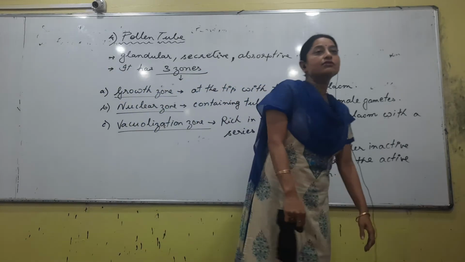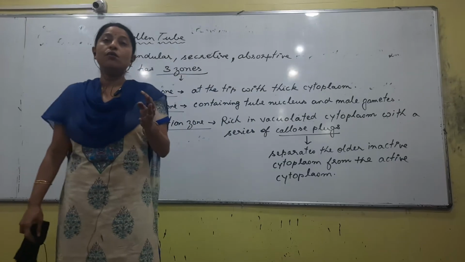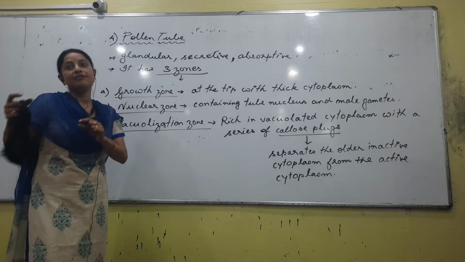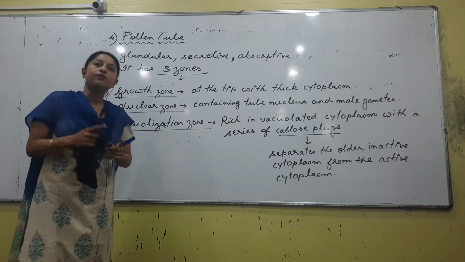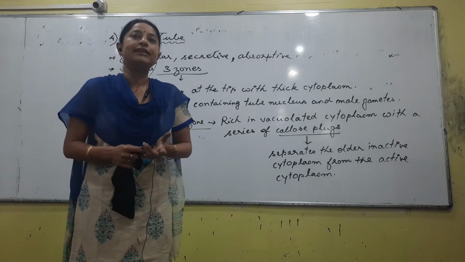What is the function of callose plugs? It separates the older cytoplasm from the newly formed cytoplasm. Where will you find the newly formed cytoplasm? Always at the apex or at the terminal position of the pollen tube. What is the reason behind this? Because the pollen tube always grows in the apical direction, or it has apical growth.